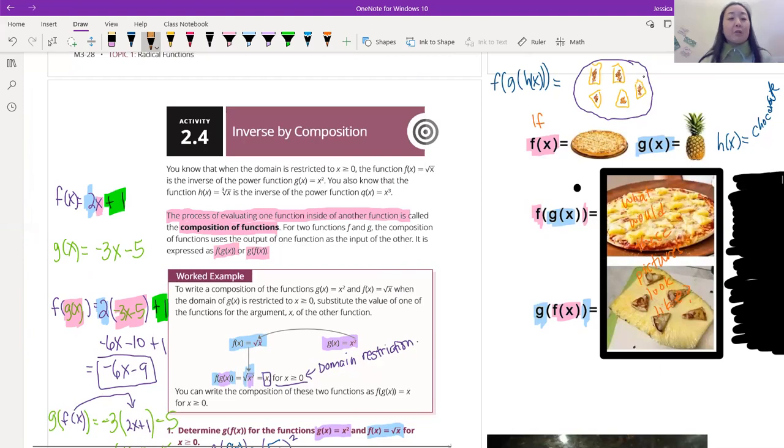Or if you want to think about the Russian nesting dolls, where you have a doll inside a doll inside a doll, it's kind of like that, okay?